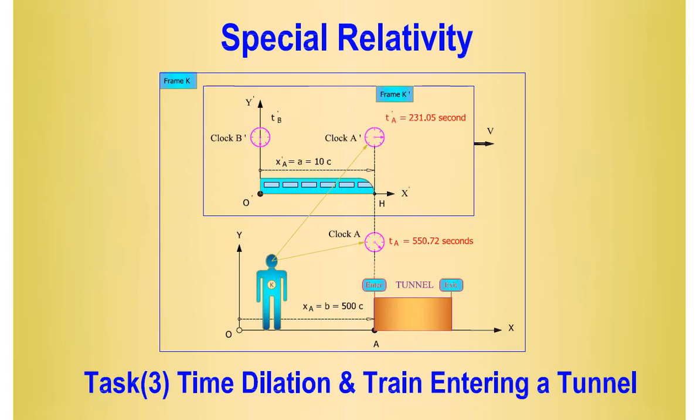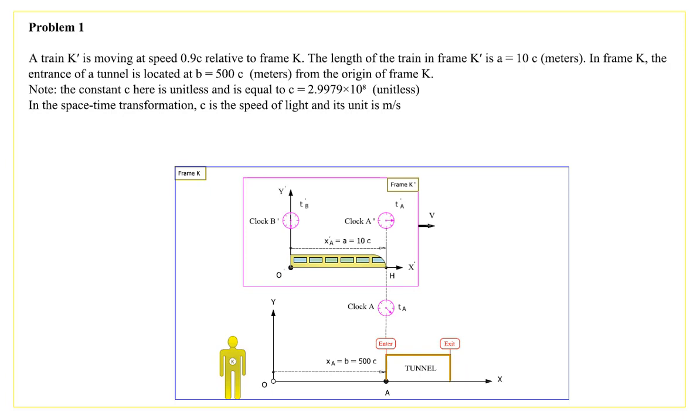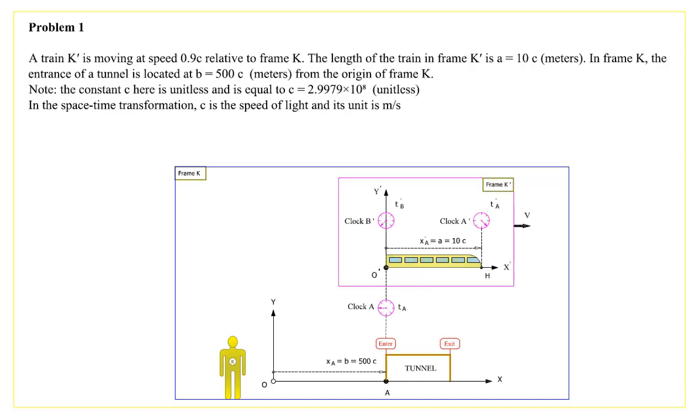Special relativity, time dilation and train entering a tunnel. First problem. A train K' is moving at speed 0.9 c relative to frame K. The length of the train in frame K' is a equals 10 c meters.